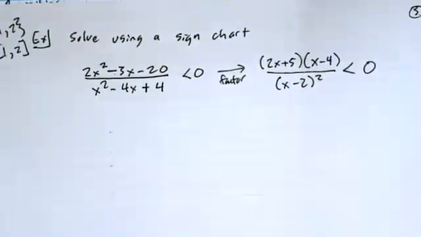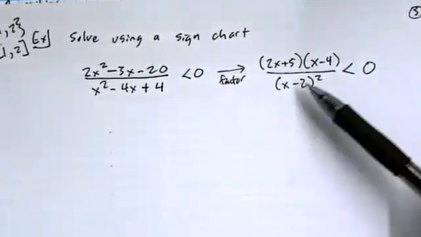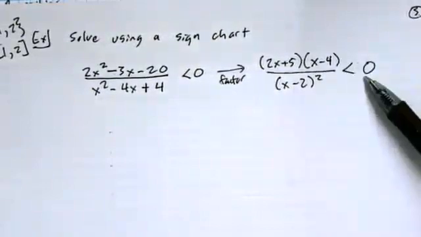I want you to look into the future, look into your crystal balls and think about after we get our sign chart made, are we going to be looking for positive or negative regions in our sign chart? Positive or negative regions? We're looking for where this thing is less than 0. We should be looking for negative regions in our sign chart.